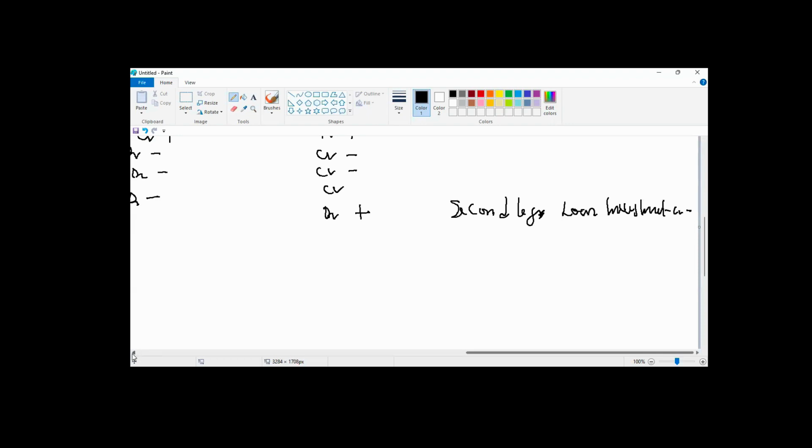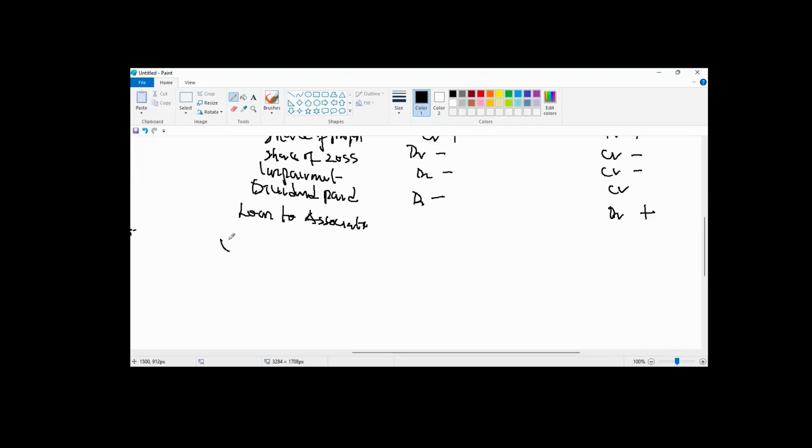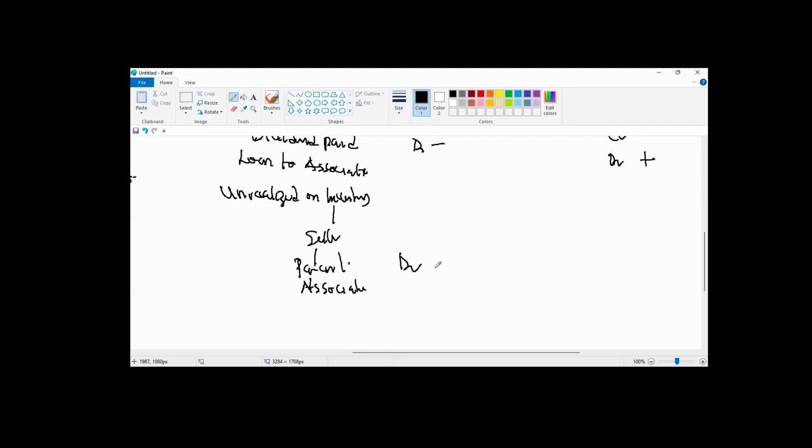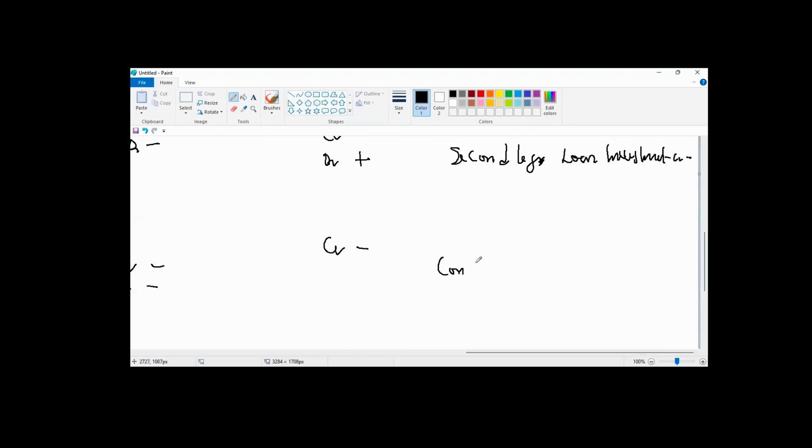Then if there is unrealized profit on inventory, who is the seller? If parent is the seller, if associate is the seller. If parent is the seller, I will debit retained earnings and credit investment. You cannot sell to each other and make profits. But if associate is the seller, I will debit retained earnings. The second leg will not come here. The second leg will go to consolidated inventory because the goods are still with the parent. That is it.